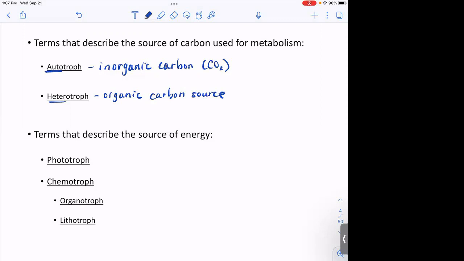In other words, I like to think of this as they eat stuff. Both methods are very common. Obviously, anything that photosynthesizes is going to be an autotroph: plants, algae, cyanobacteria. Most other organisms are going to be heterotrophs. Fungi absorb nutrients. We're heterotrophs.